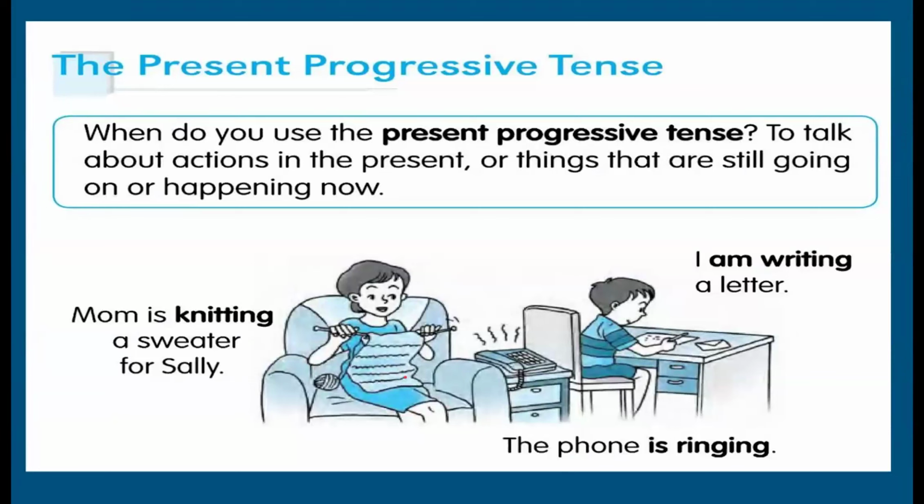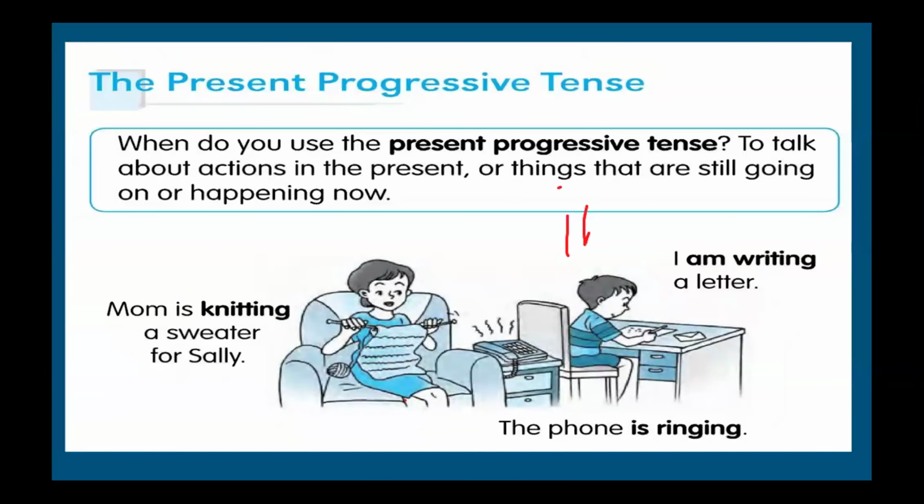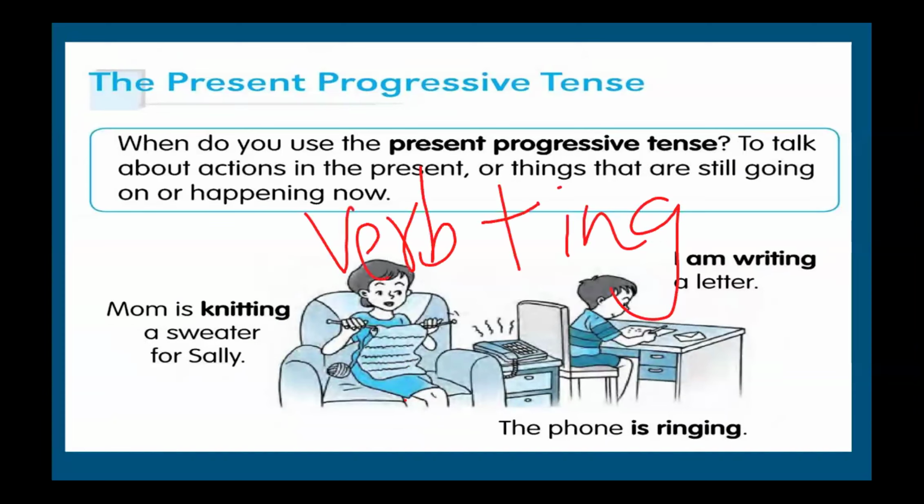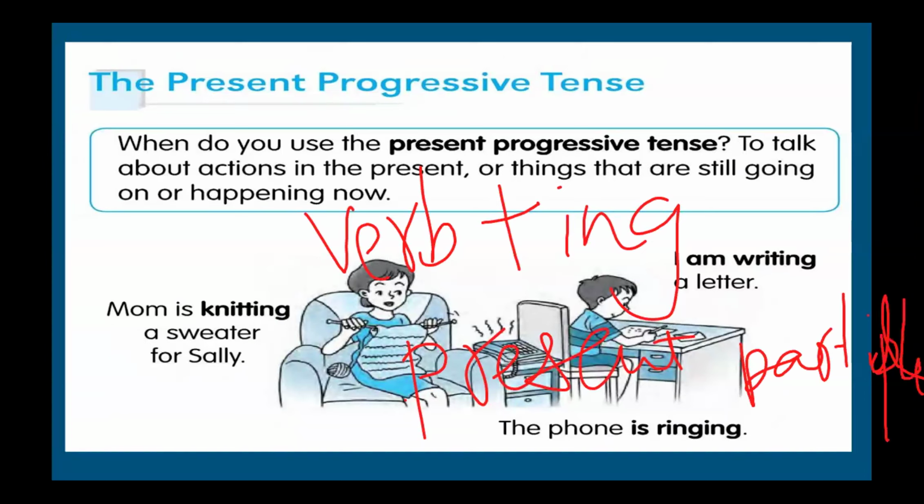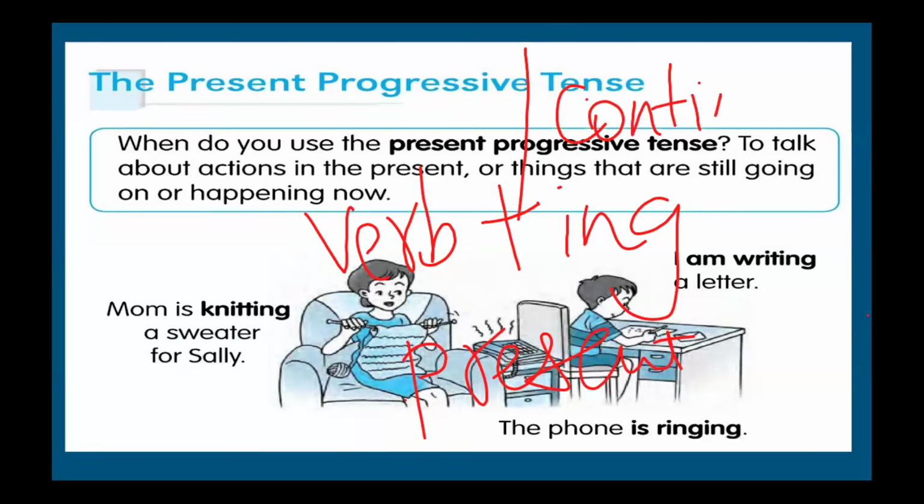Now let's go to the present progressive tense. What have we seen? That in the present progressive tense, we will add ing. Verb plus ing means your present participle. Very good. The present progressive tense is also known as present continuous tense. So you add ing to it.